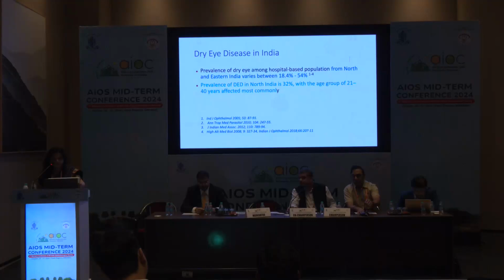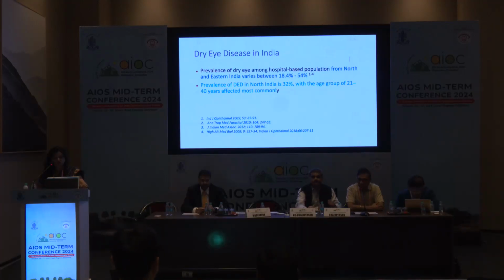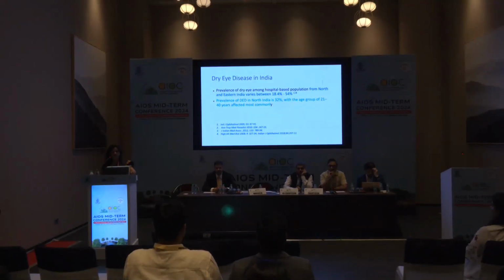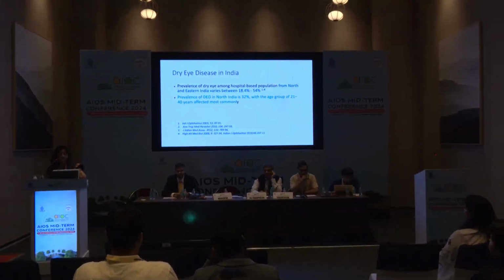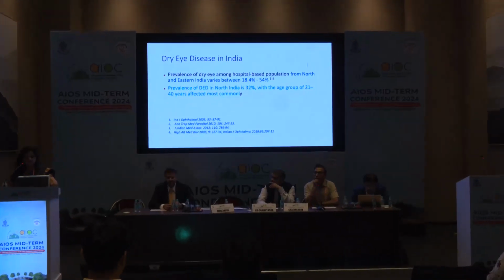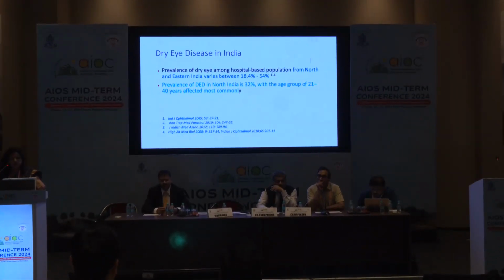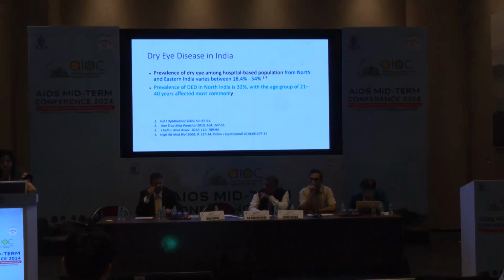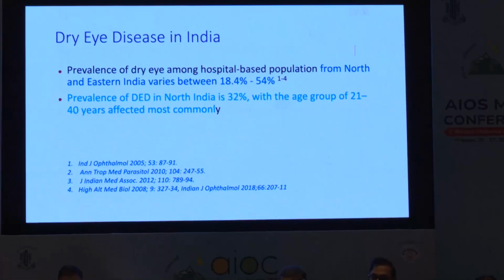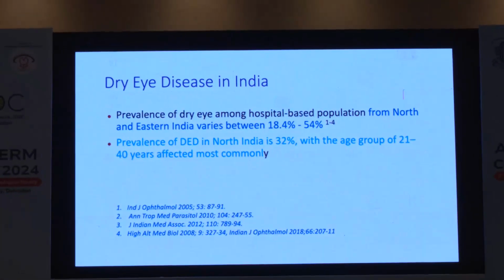Dry eye disease, if you look at the prevalence, there are a couple of studies, one from Eastern India and one from North India. North India was done at our center. From Eastern India, the incidence has been reported between 18 to 54%, and from North India, 32%, and this was also a study which was published much earlier. So I feel the dry eye disease incidence is actually much more than this.